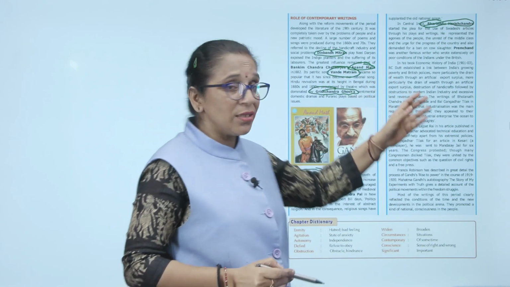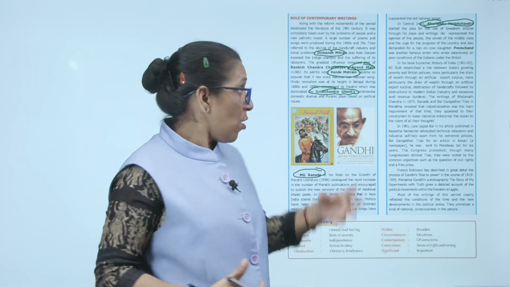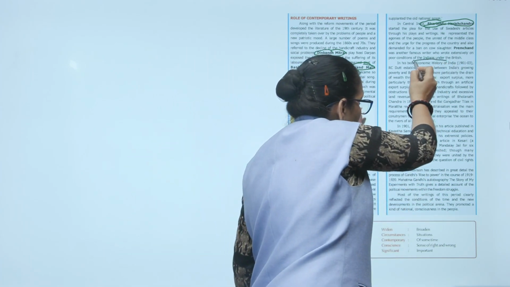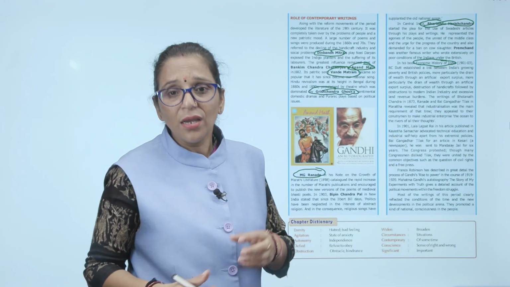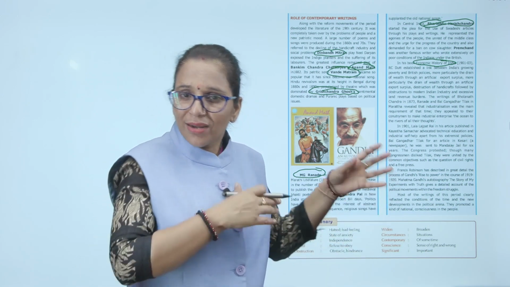After that, Premchand gave a clear view of the poor society, the poor condition of rural people of India under British rule. Then in his Economic History of India, R.C. Dutt established a link between India's growing poverty and British policies, more particularly the drain of wealth throughout and artificial export of surplus, etc.